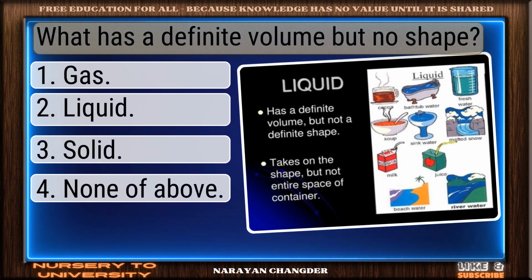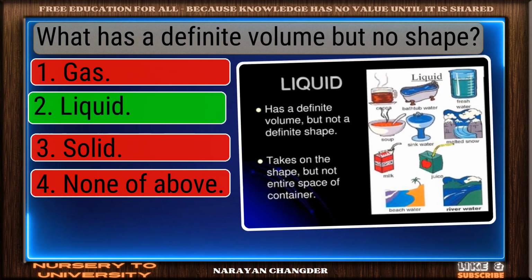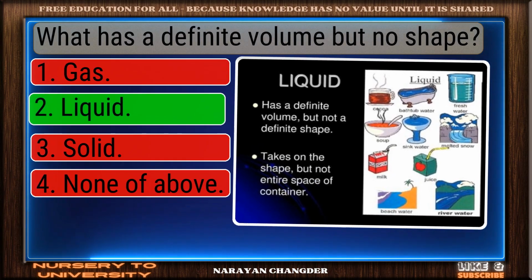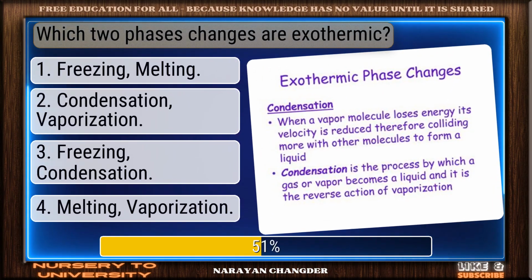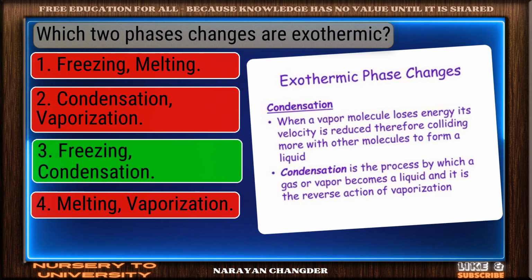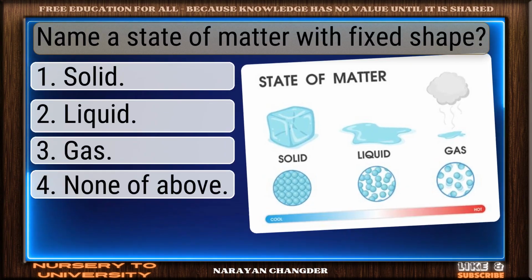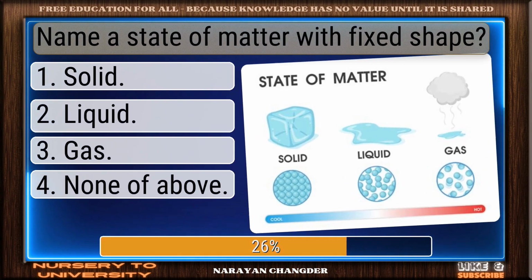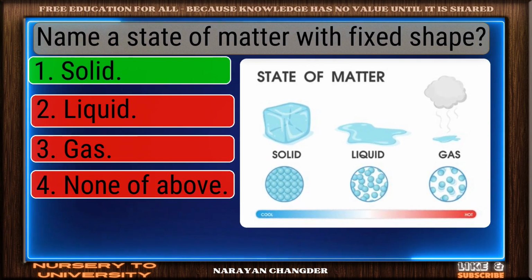What has a definite volume but no shape? Well picked. Liquid is the correct answer. Which two phase changes are exothermic? Smart move. Freezing, condensation is an accurate answer. Name a state of matter with fixed shape. On track. Solid is the correct answer.